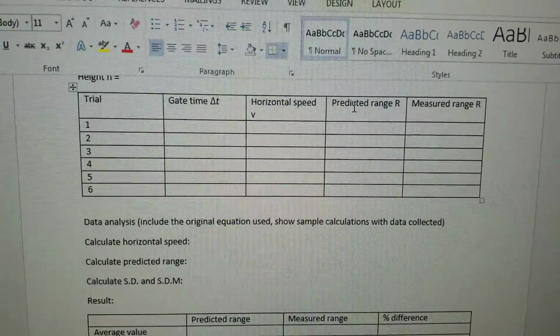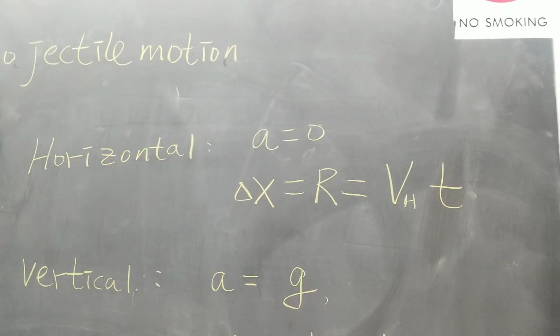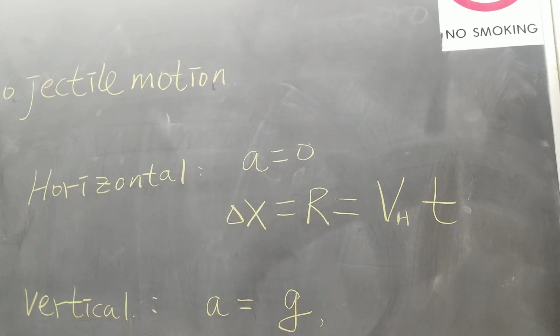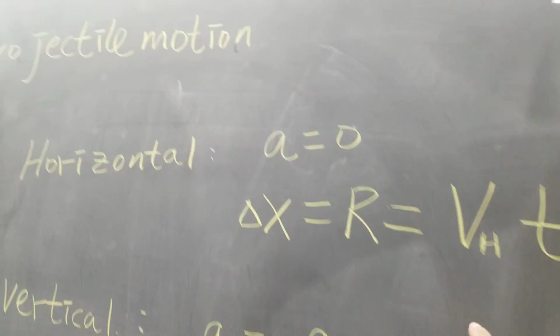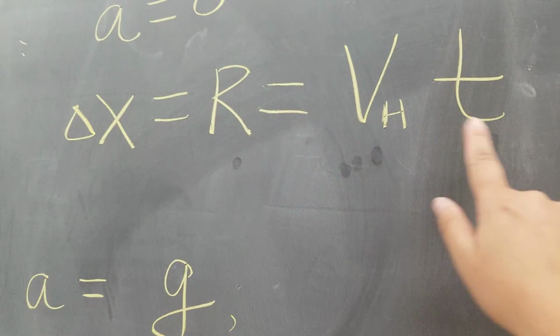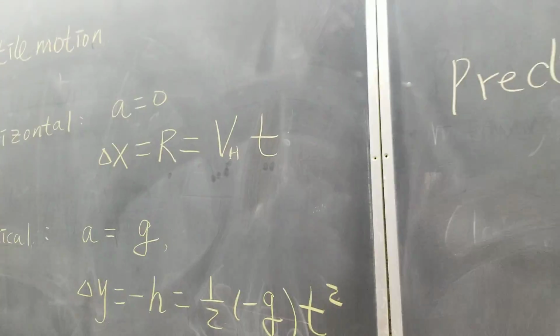So basically, this range is the distance the ball traveled horizontally. Horizontally, there is no acceleration. That's motion with constant velocity. So to predict the range, we have to find the initial speed and the time. And for the initial speed, we use the photo gate.